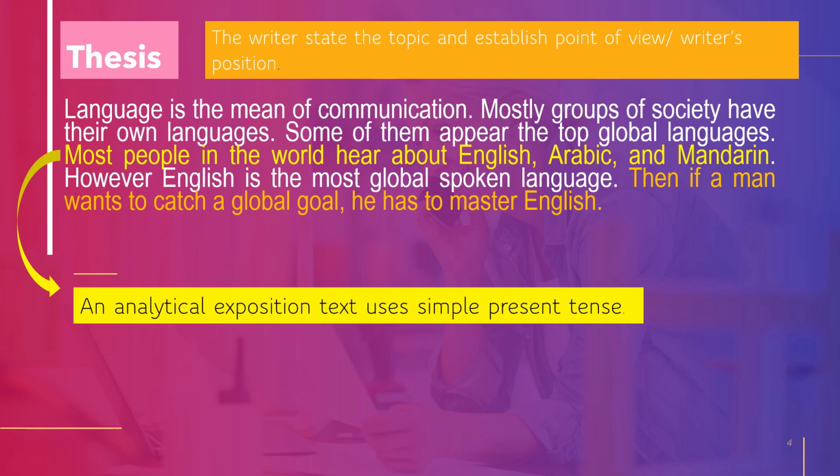An analytical exposition text uses simple present tense. For example, in this paragraph, the use of simple present tense is presented in the sentence, most people in the world hear about English, Arabic, and Mandarin. The simple present tense is marked by the verb one. In this sentence, the verb one is here.